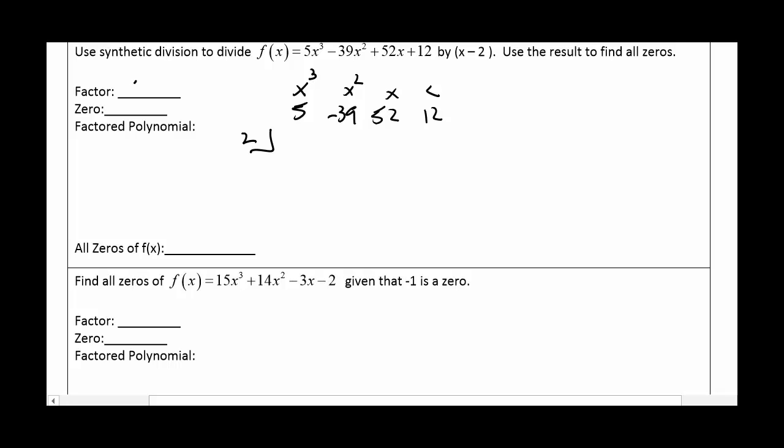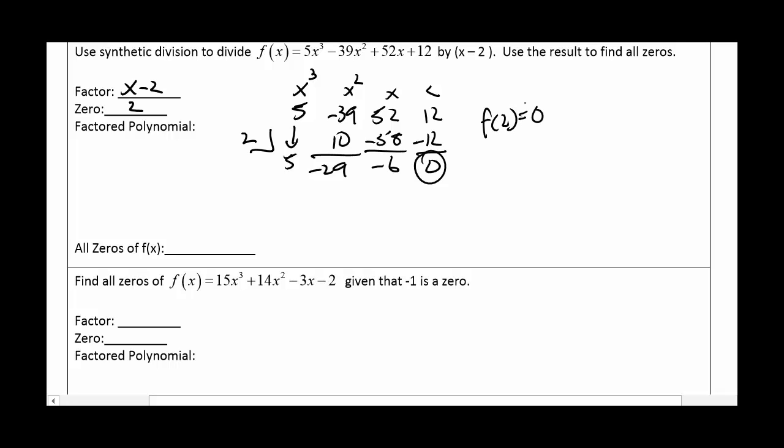Okay? So if the factor is x minus 2, then the 0, the thing that we're testing to see if it goes into it evenly, is actually 2 itself. Okay. So let's do the process. So drop the 5, multiply, combine like terms, multiply, combine like terms, multiply, and we in fact do get 0. Okay, so all of that means f of 2 happens to be 0, so 2 is in fact a 0 of the polynomial.